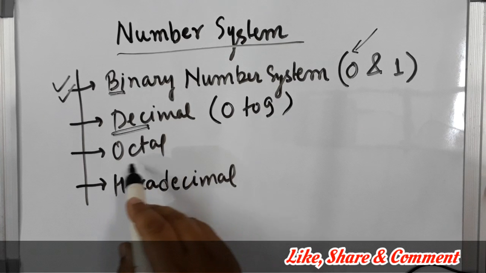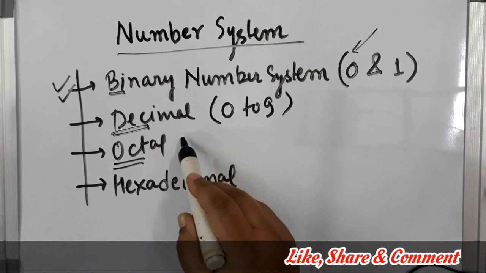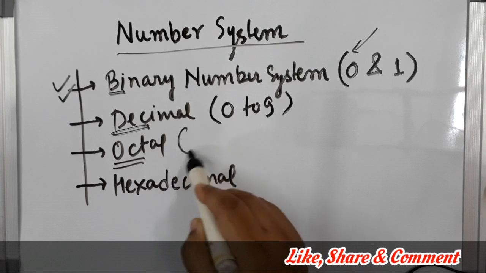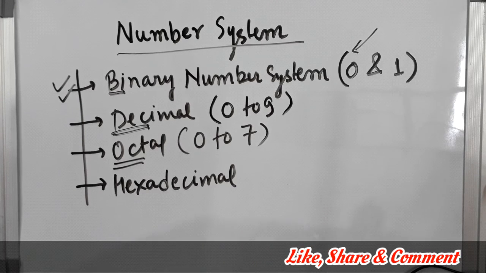Now coming to the octal number system. Octal has oct, and oct means 8. So the octal number system has 8 numbers, from 0 to 7.